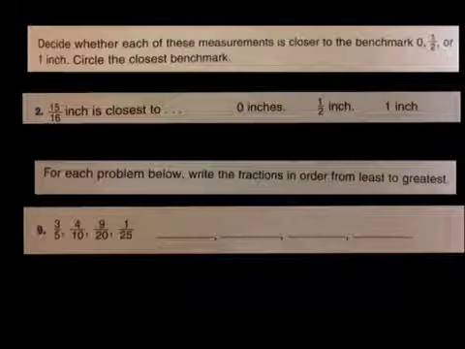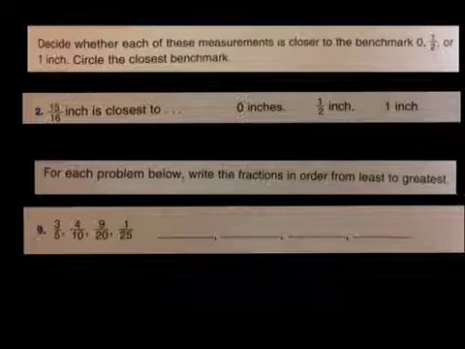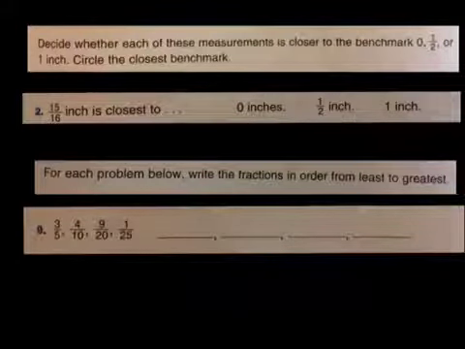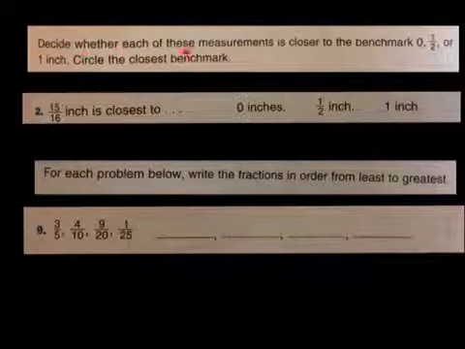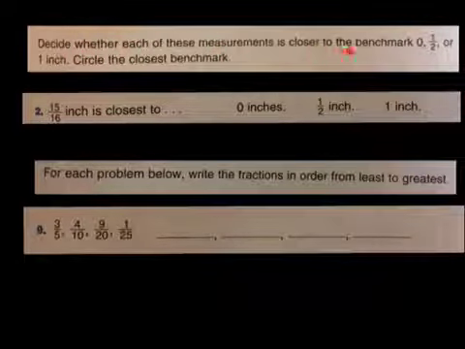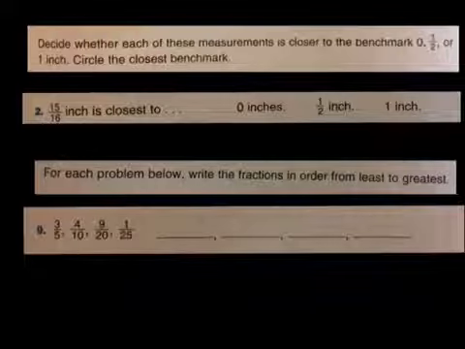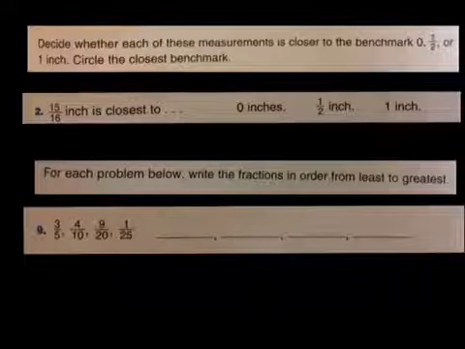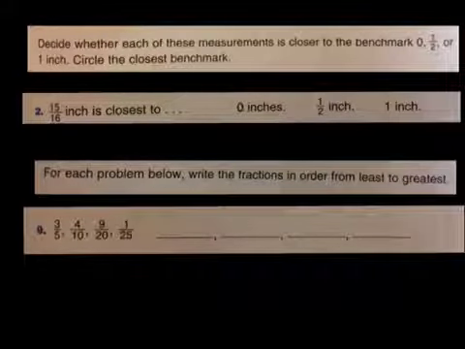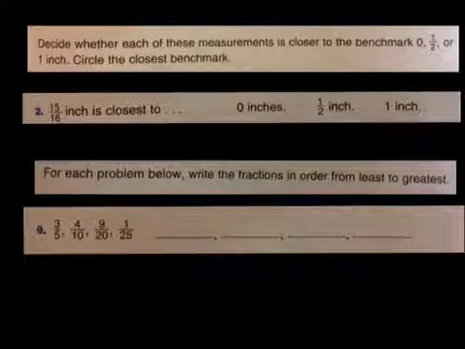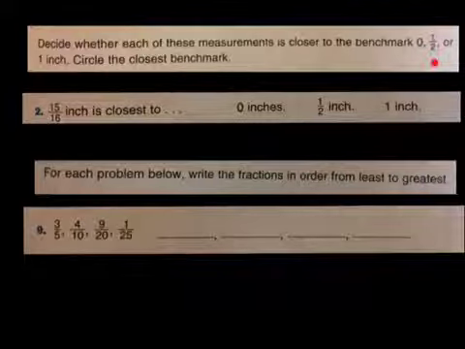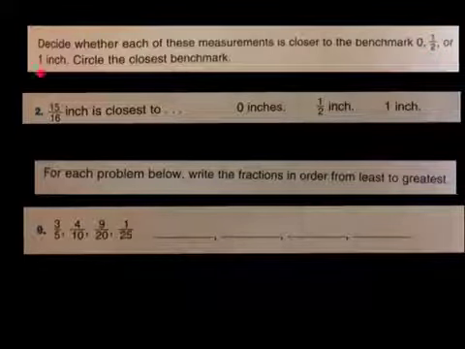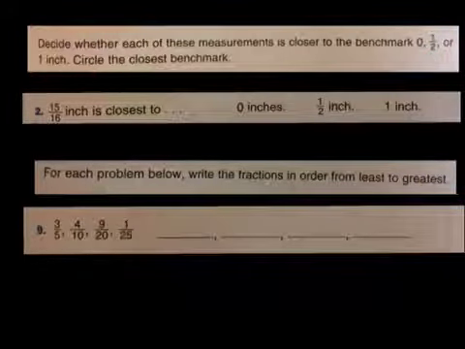Okay, let's look at the questions on page 129. For the top of page 129, we have to work with landmarks. Reading the instructions. Decide whether each of these measurements is closer to the benchmark, or like we said, what was it, benchmark or landmarks. Benchmark and landmarks are the same. But benchmark, is it closer to 0, half, or 1, a whole? Circle the closest benchmark.